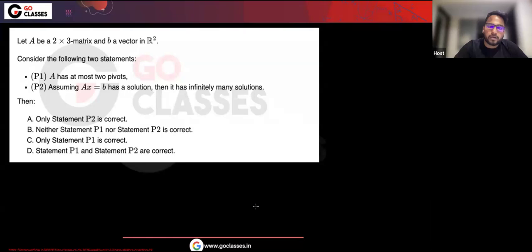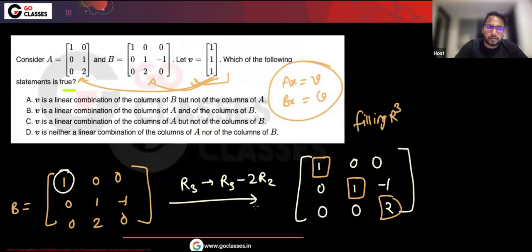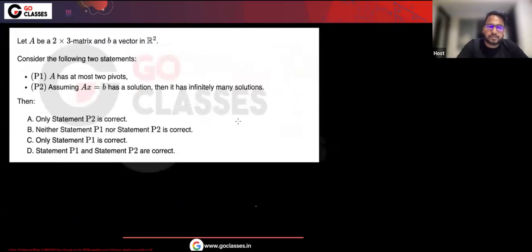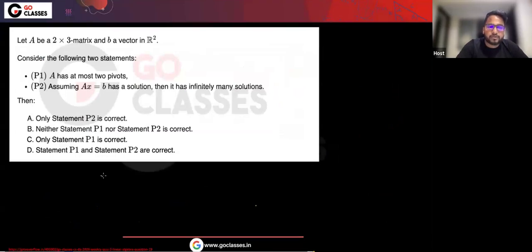Okay. Now let's see this question. By the way, the answer of this question was A, right? The answer of this question was A. Now let's see this question. Let me know if everything is fine or there is any doubt till this point.